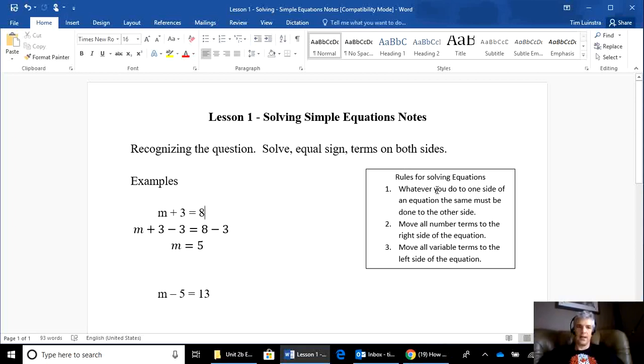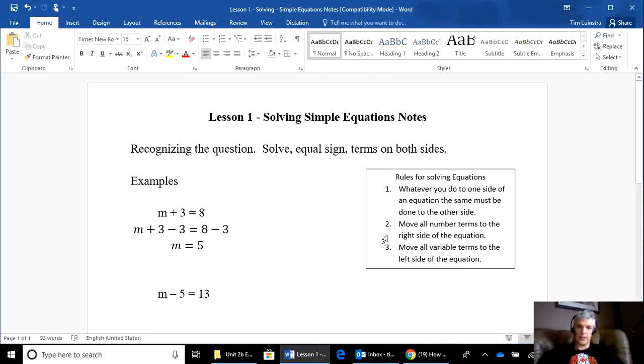Whatever you do to one side of the equation, you must do the exact same thing to the other side of the equation. It's like a teeter-totter. If I'm going to remove some weight from one side of the teeter-totter, I better remove it from the other side, otherwise it's going to be unbalanced. Conversely, if I was to add a kid to one side of a teeter-totter, I'd have to add a child to the other side as well, and they'd have to be the exact same weight to keep that teeter-totter balanced.